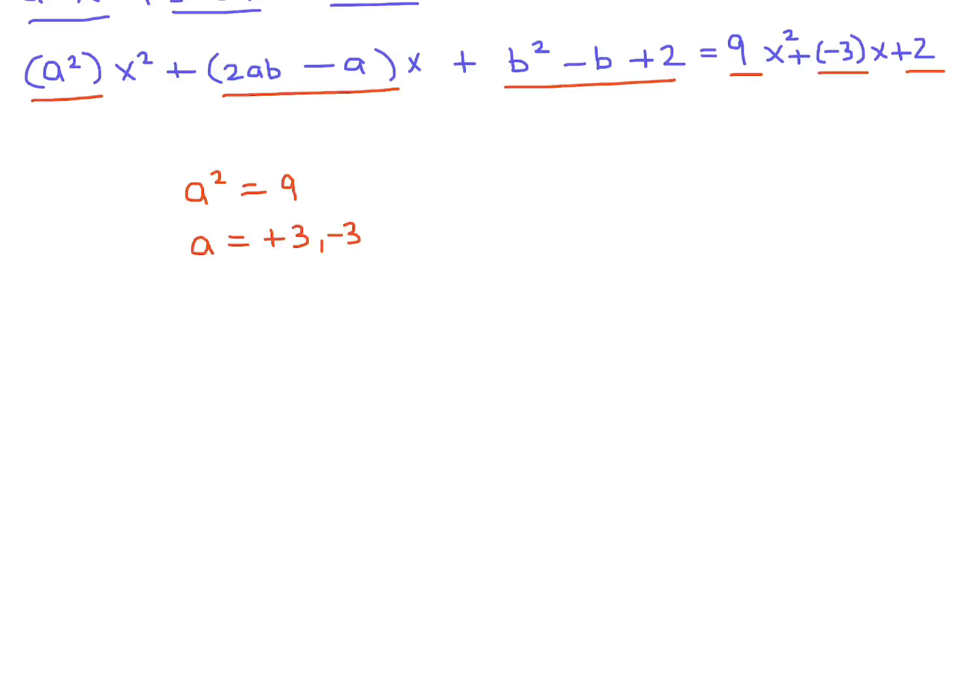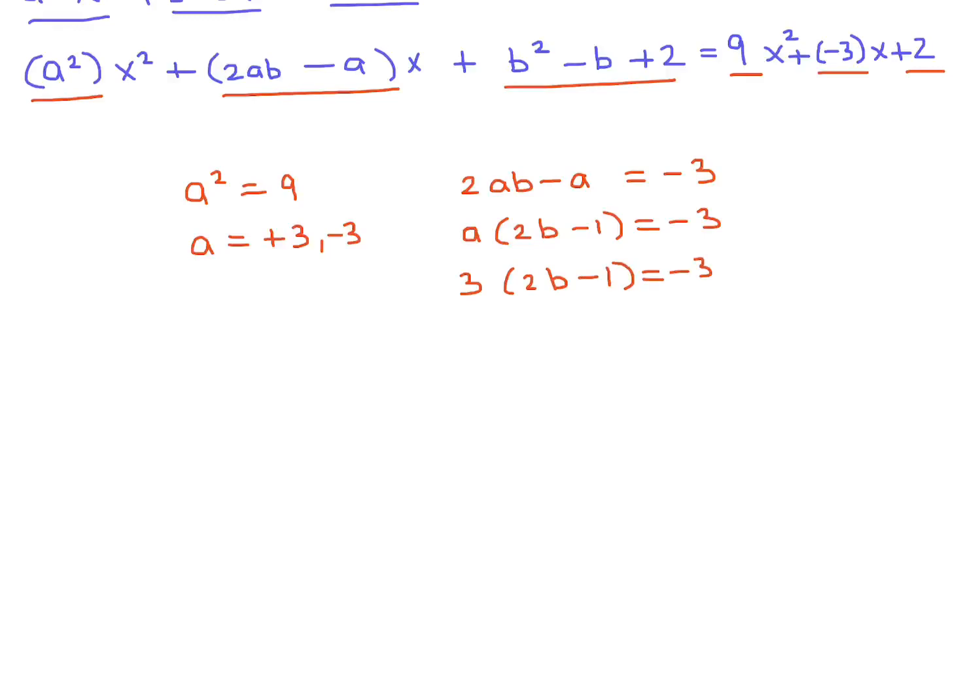Okay? Now in a very similar way, this guy here has to match this negative 3. So 2ab minus a has to be equal to negative 3. So if I put in, let's start with a equal to plus 3, let's factor out the a. I think that'll make it easier: a times (2b minus 1). You don't really need to, but what the heck, right? So now let's try for a equal to positive 3, what we get for b.